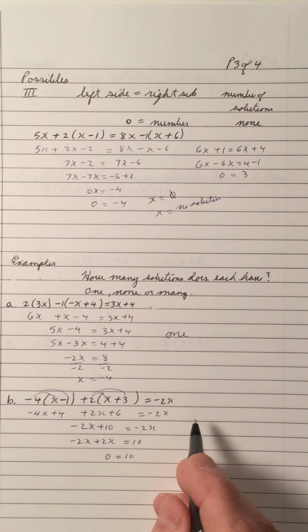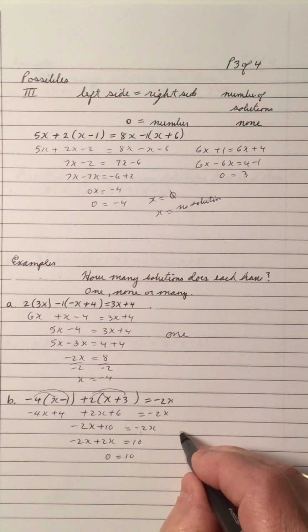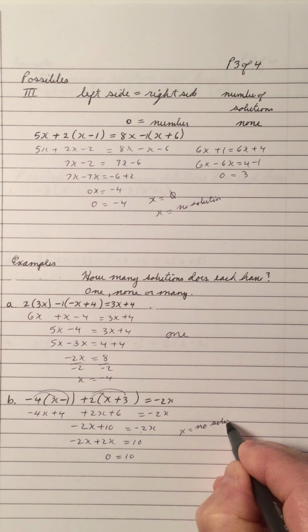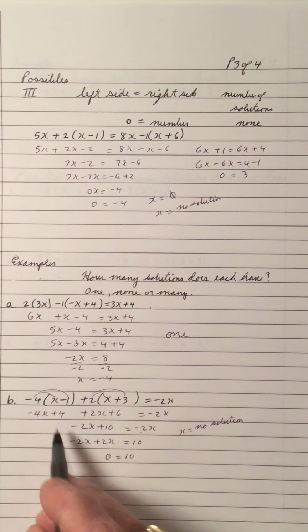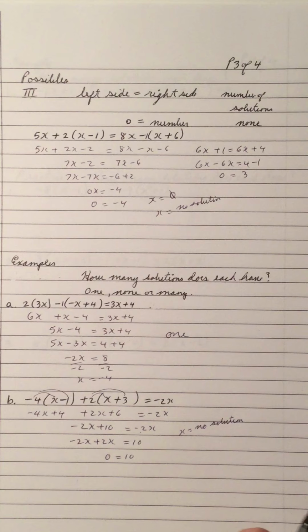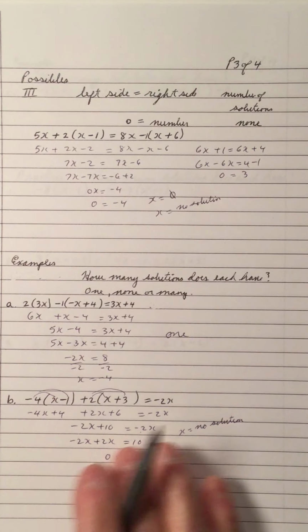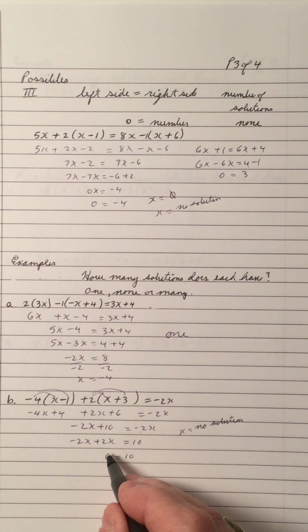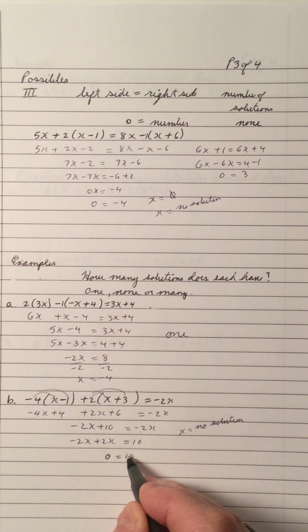0 equals 10 is there's no solution. So x equals no, there's no solution to this equation. No matter what number you put in this equation in the place of x, it will not be true. So there's no values of x to make this true. And that happens when I get 0 equals a number that isn't 0.